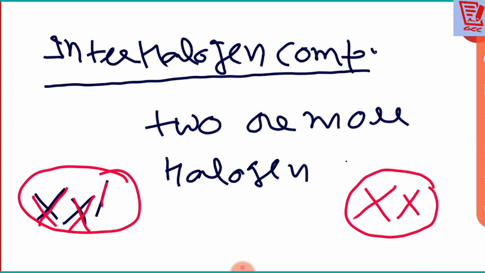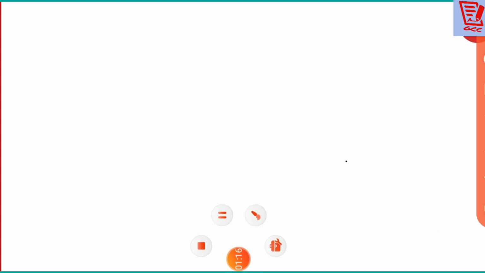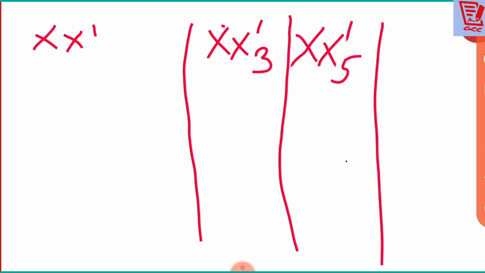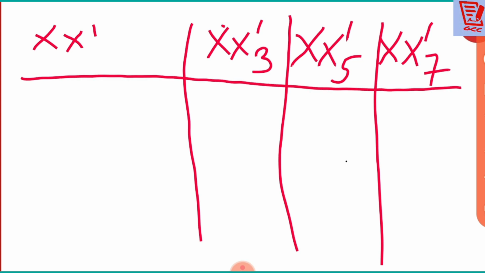Okay students, so whenever we are talking about interhalogen compounds, we have types of interhalogen compounds. We have XX' type molecules, then XX'3 type molecules, then XX'5 type molecules, then XX'7 type molecules. Clear? XX'3, XX'5, XX'7.